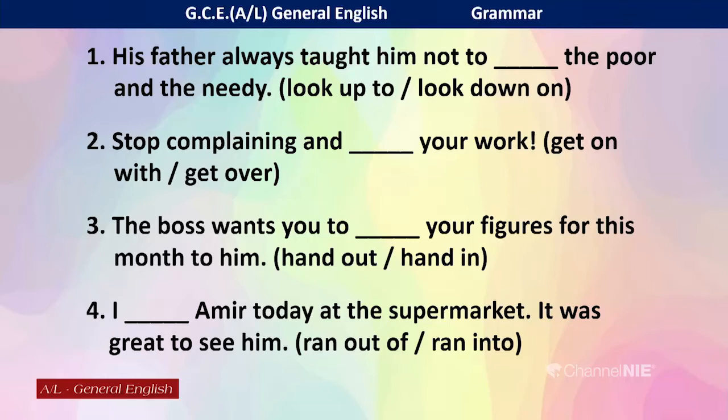Fourth sentence, I blank Amir today at the supermarket. It was great to see him. So, there are two phrasal verbs for you, ran out of, ran into. So, you have been given phrasal verbs here to find the correct answer.